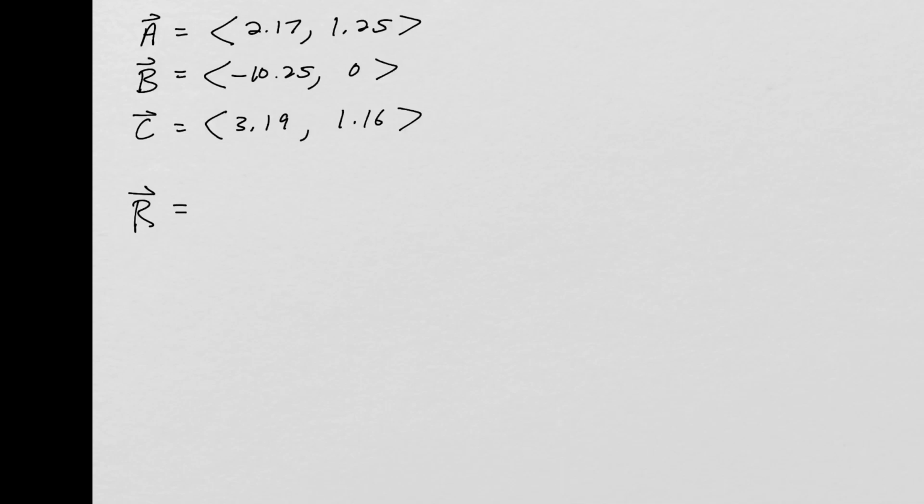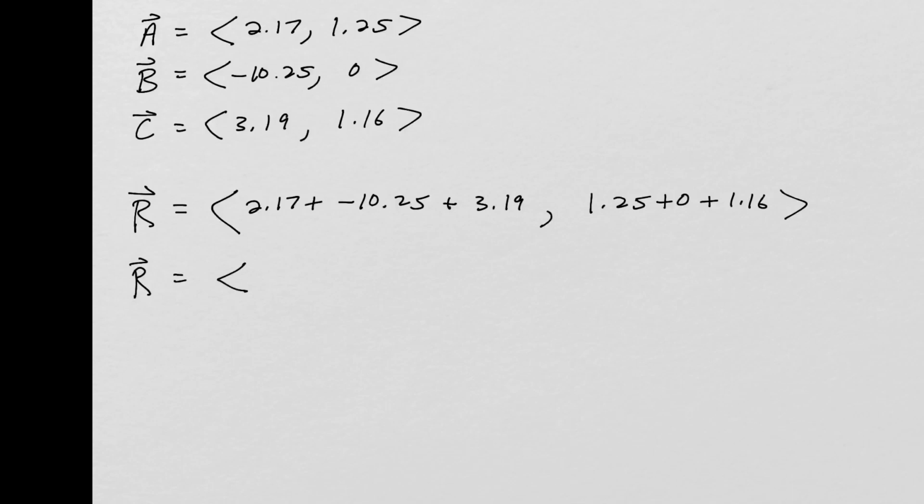Okay, so R, which is A plus B plus C, is simply going to be the sum of the x's, right? So this is going to be 2.17 plus negative 10.25 plus 3.19. And then the y component of R is going to be the sum of the y components of A, B, and C. So this would be 1.25 plus 0 plus 1.16. So this ends up being negative 4.89. And then the y is 2.41.